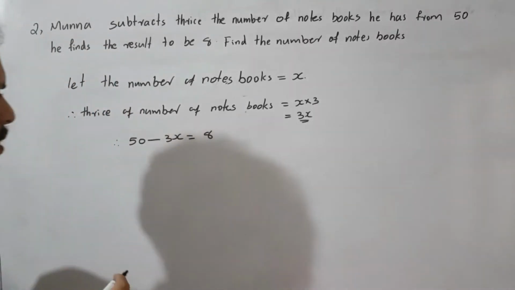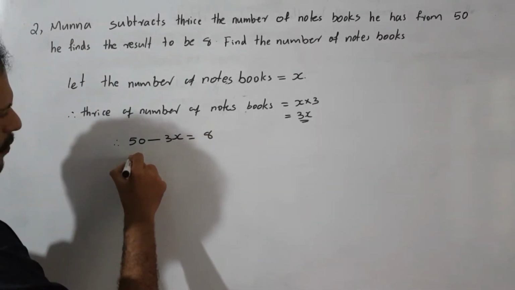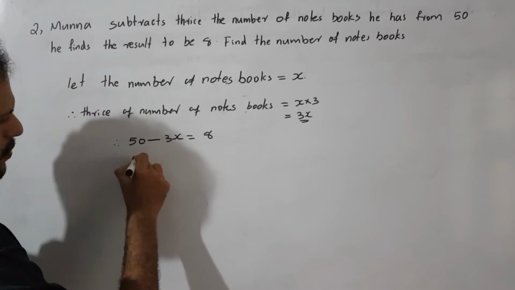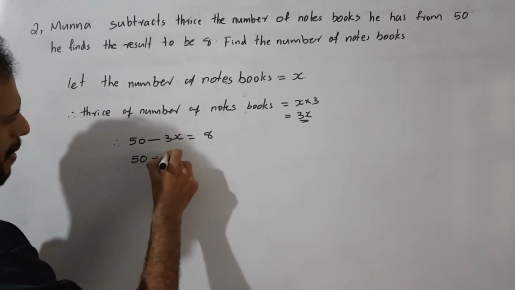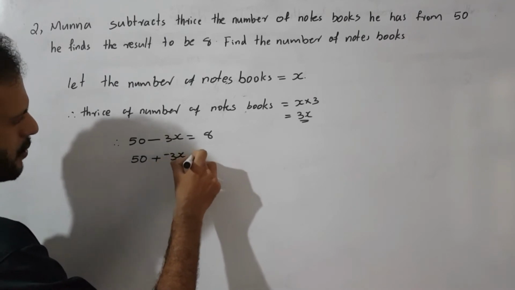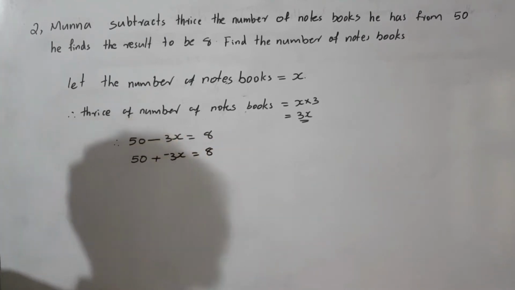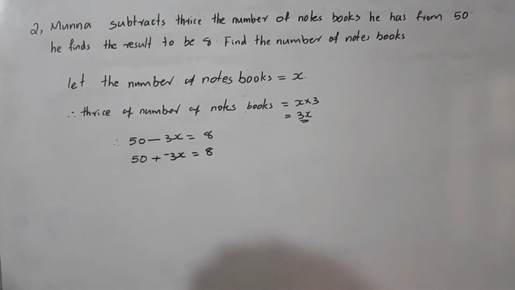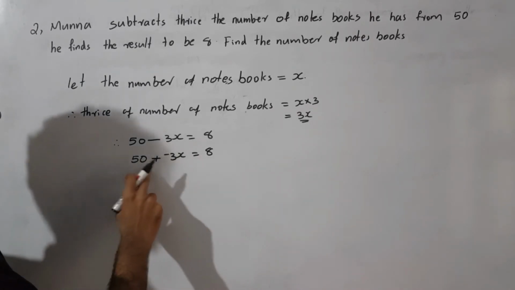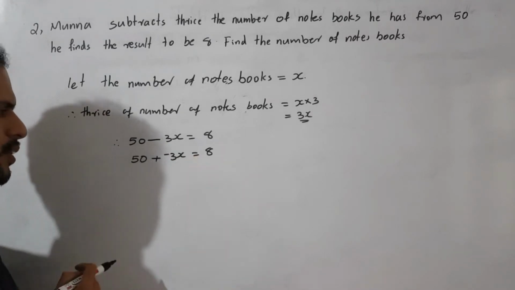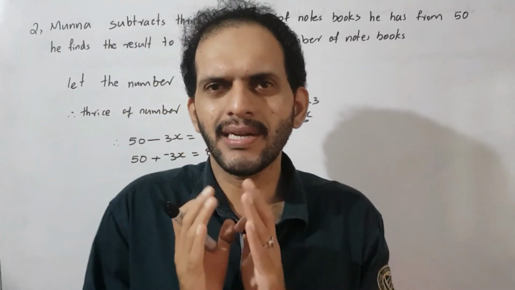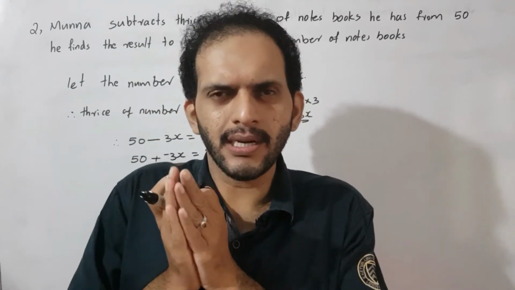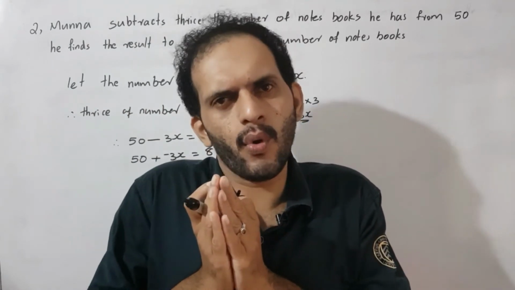Then we write one more step. How do we rewrite this? It is 50 plus minus 3x is equal to 8. The next step is very clear. We check whether there is any term other than the term containing the variable. No.